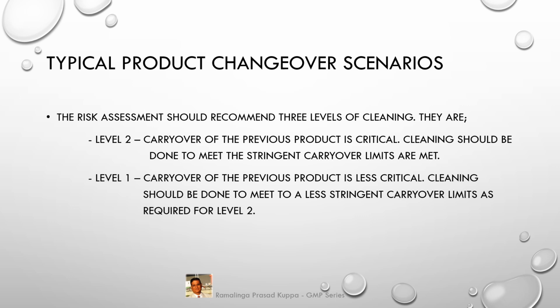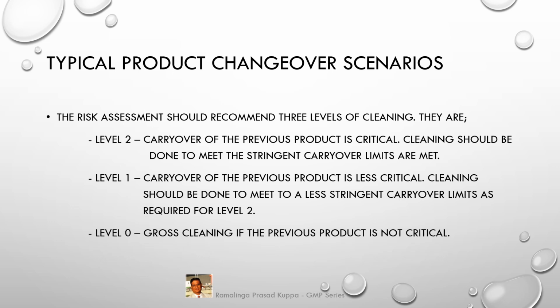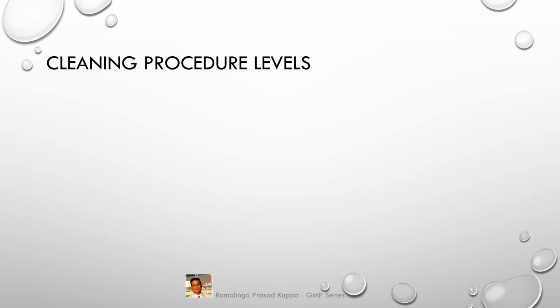Level 1 is carryover of the previous product is less critical. Cleaning should be done to meet a less stringent carryover limits as required for level 2. This is also critical to the extent of achieving less stringent limits. Level 0 is gross cleaning if the previous product is not critical. Physical cleanliness is adequate in this level of cleaning. The cleaning procedure levels are as follows.